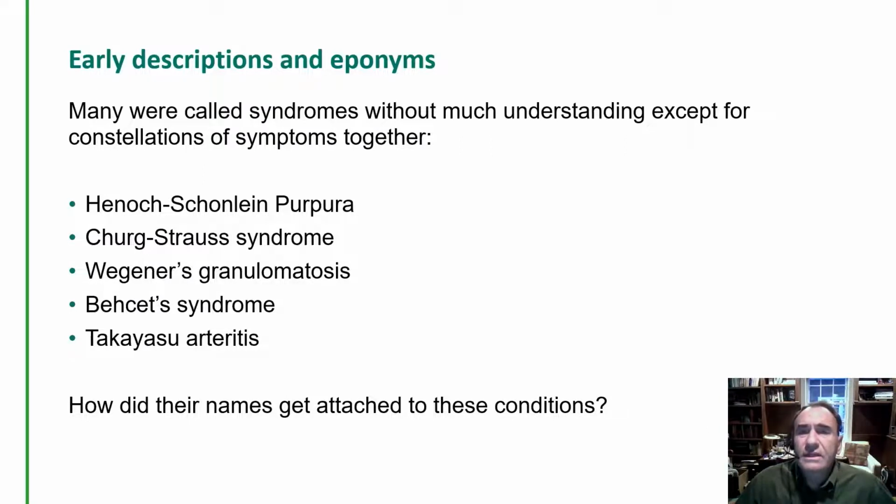Realize that many of the different conditions that we saw were actually called syndromes because the pathophysiology was not understood, and they were really kind of grouped together simply as constellations of symptoms. And they were given the names of the people who sometimes were the first or early ones to describe them, things that we know as Henoch-Schönlein purpura, Churg-Strauss syndrome, Wegener's granulomatosis, Behçet's syndrome, Takayasu arteritis. There are a couple others, but I'm just going to go through these 5. In my experience as a rheumatologist, I always found these names quite interesting, and I wondered at different times, how did their names get attached to these conditions?